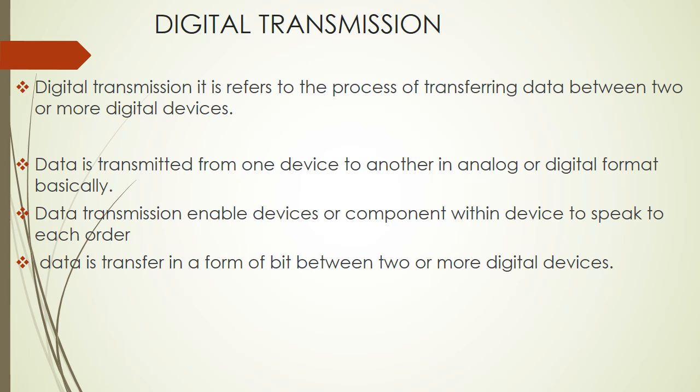So analog and digital devices are capable of accepting data from one place to another. So data transmission enables devices or components within devices to speak to each other. So those devices will be able to speak to each other in different locations or destinations. So data is transferred in the form of a bit between two or more digital devices. So two or more digital devices will be able to send and receive data.